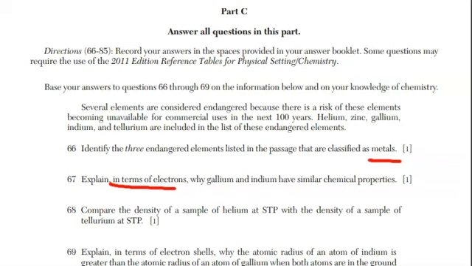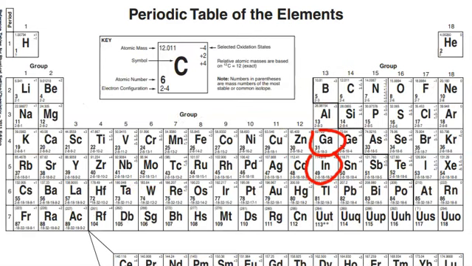Let's go back to the table again. Once again, I went ahead and circled gallium and indium. And yes, you can see that they are in the same group or family or column. But that's not the answer. Remember, it said in terms of electrons. The key is to note that gallium and indium have the same number of valence electrons, which is 3.